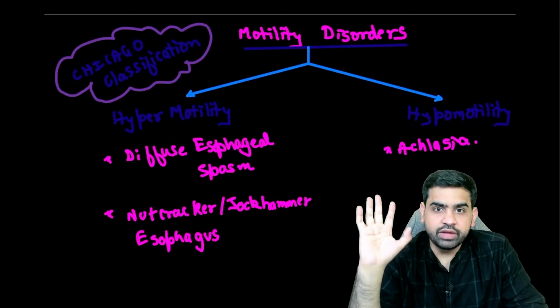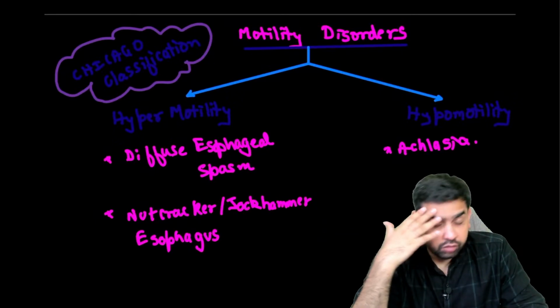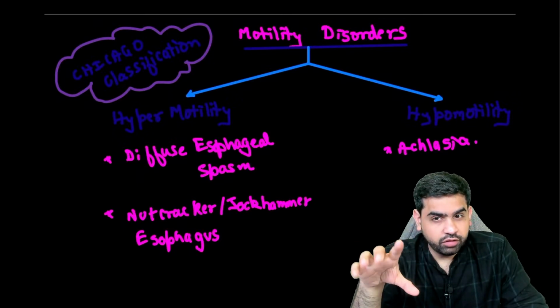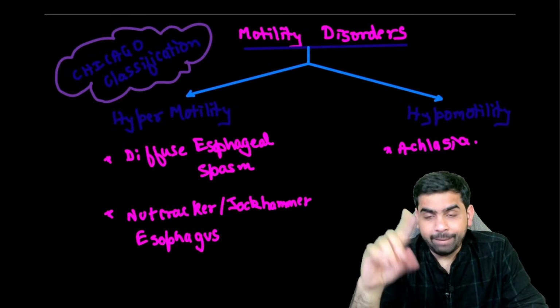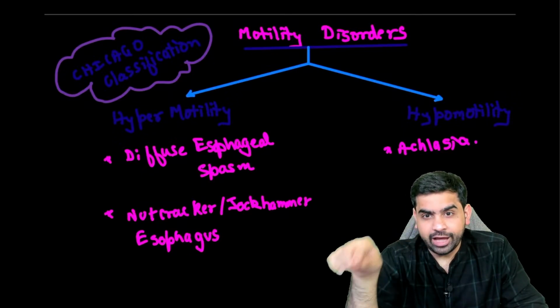Okay, right. Then we have motility disorders. What is the classification system for this motility disorder? We have the Chicago classification. What is the name of the endoscopic classification for Barrett's esophagus? This is again important. There is something called the C and M classification.